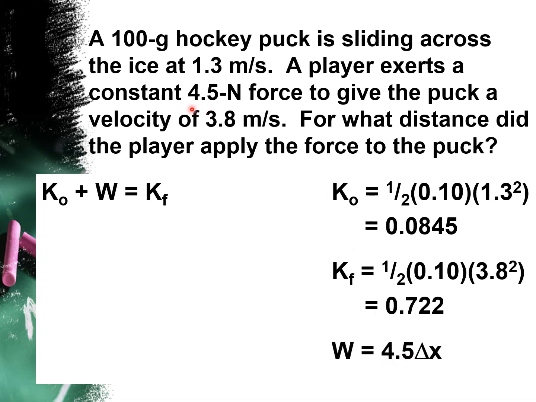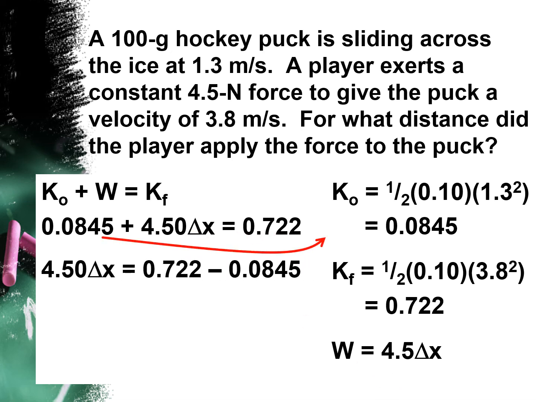It says the force is 4.5 newtons. The displacement is unknown. That's actually what we're looking for. So we plug each one of these into our equation. We get the 0.0845 for our initial kinetic energy, the 4.5 times displacement, that's our work done, and then the 0.722 for our final kinetic energy.